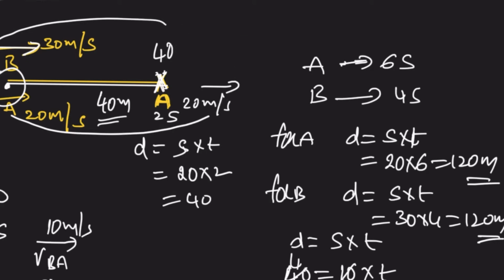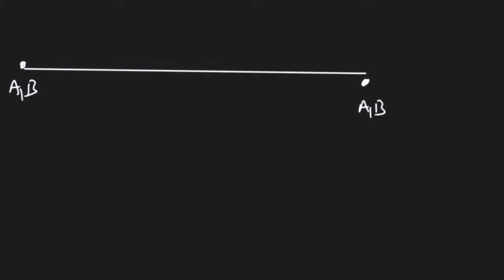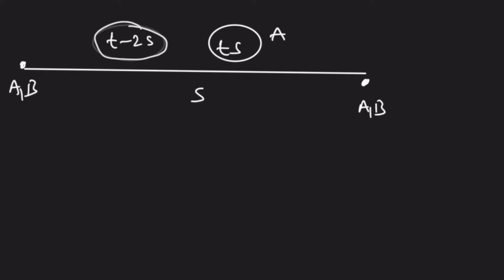We can also calculate in another way. Suppose A and B started at this point, and after some time both meet at this point. Now the distance is S, and S is the same for both A and B. Let the time taken by A be t seconds. Since B is 2 seconds late, B takes a time of t minus 2 seconds.